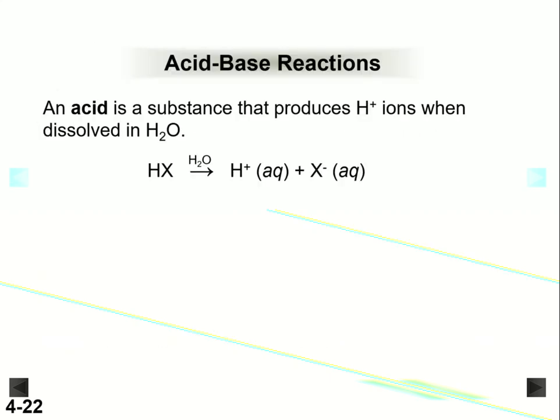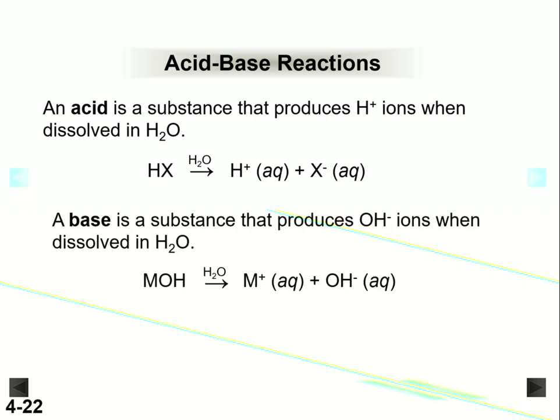So here's the definition written in your text. An acid is a substance that produces H plus ions when dissolved in water. That could be a Lewis or an Arrhenius or a Bronsted-Lowry acid. So here we see HX. In this case, the H2O is written right above the arrow. The H2O doesn't participate in the reaction, but it is necessary for the reaction to occur. That's what allows HX to break up into H plus and X minus. A base is a substance that produces OH minus when dissolved in water. That is our Arrhenius definition. So MOH, when it hits water, forms M plus and OH minus.